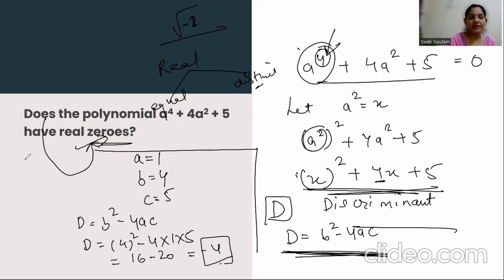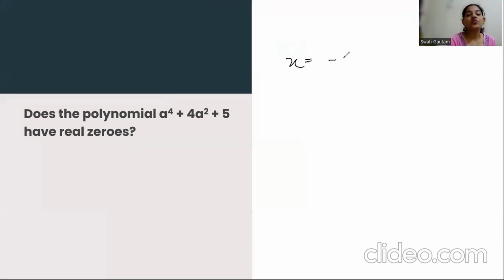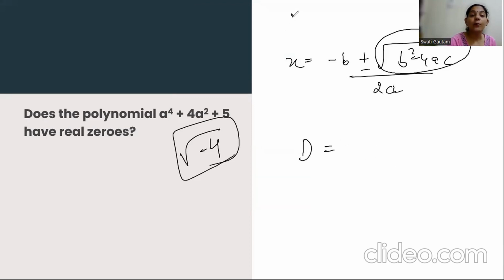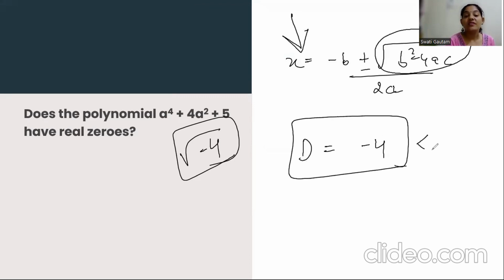But please understand one thing. After this, you have the quadratic formula, which is x is equal to minus b plus minus under root b square minus 4ac upon 2a. Just forget everything. You know that b square minus 4ac is under root in the formula, and you have minus 4. It means you have minus 4 under root. So from D only you will get to know, you don't have to put everything in this formula. You know that D is coming minus 4, which is less than 0. And when D is less than 0, the roots are not real. The zeros are not real.